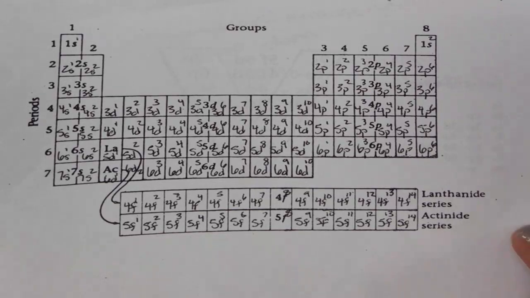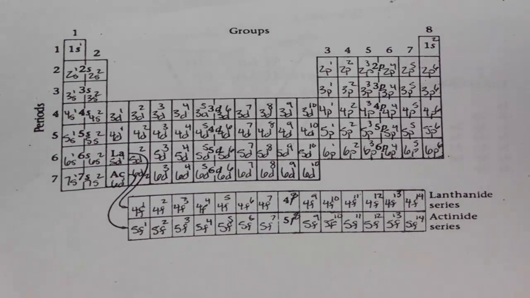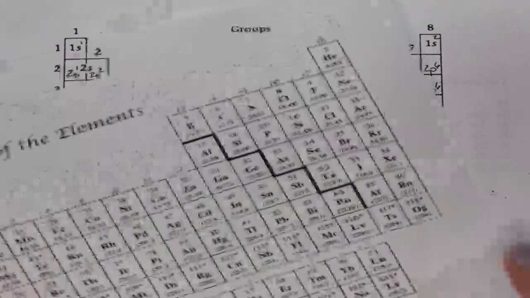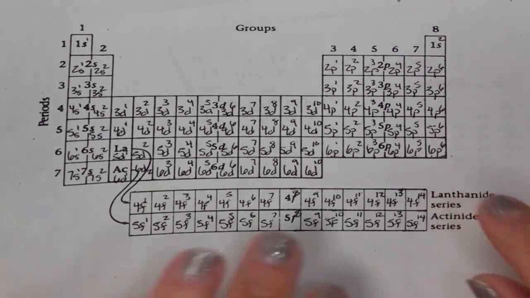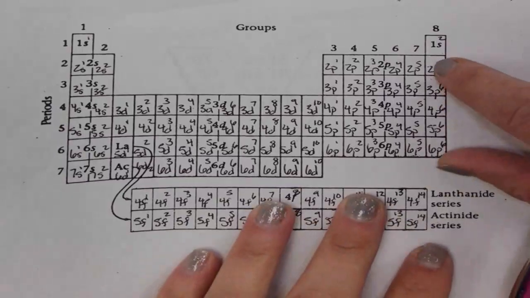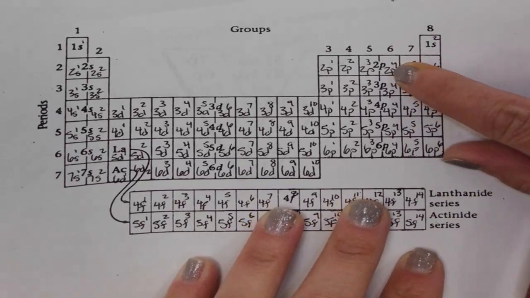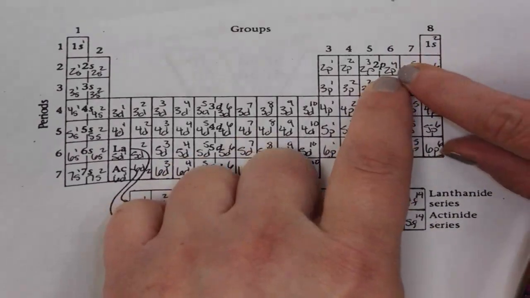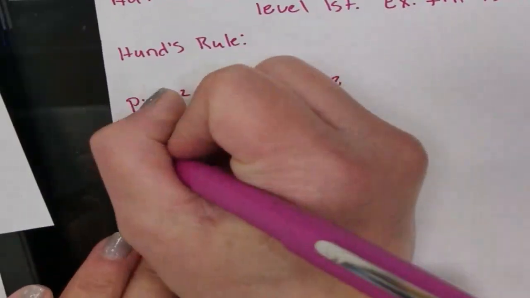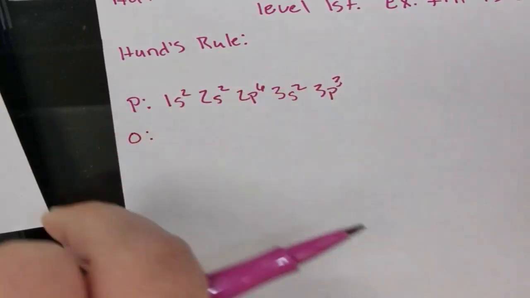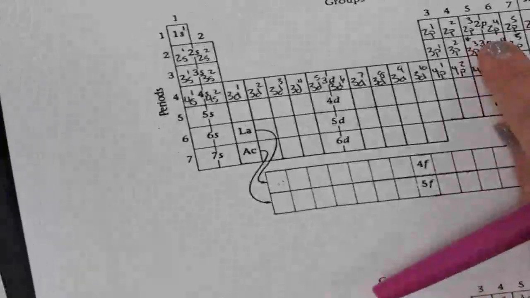And let's use this chart to do the next problem on our worksheet. And the next problem on our worksheet is oxygen. So oxygen is number 8 on the periodic table. So oxygen is going to be right here. Oxygen ends at the 2p4. So let's write our electron configuration for oxygen.